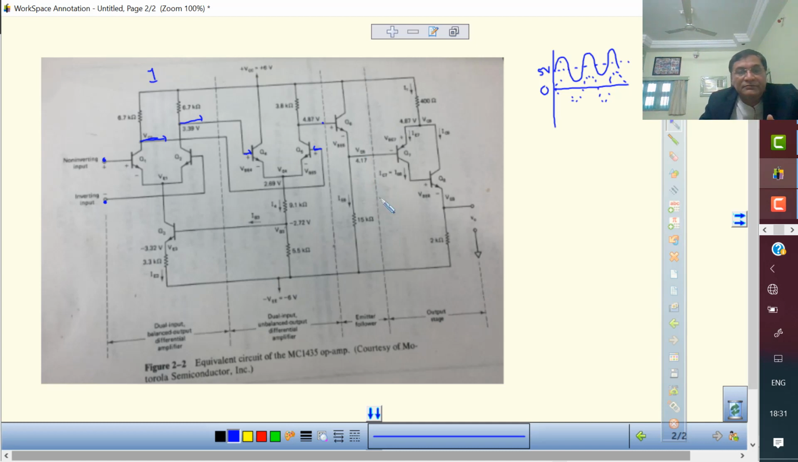And for level shifter, it is known that emitter follower is used. That is a totally separate discussion on the emitter follower. At this level, I cannot explain what is the function of emitter follower. It is a separate part. If you know the function of emitter follower, then immediately you come to know that it is used to bring your output to the ground level. So it is level shifter. It is called the level shifting stage.